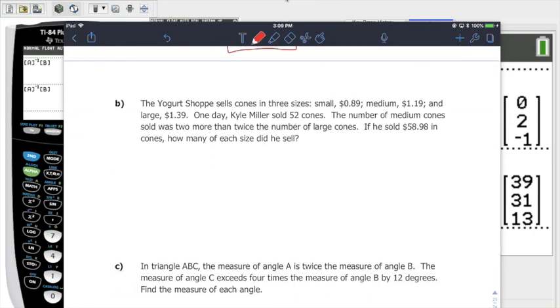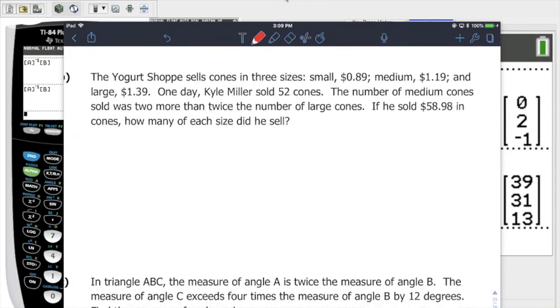Setups are the important part on these. So let's see here, the yogurt shop. Not sure why there's an extra P in it either, but the yogurt shop sells cones in 3 sizes: small for 89 cents, medium for 119, and then large for 139. One day Kyle Miller sold 52 cones. The number of medium cones sold was 2 more than twice the number of large cones. And if he sold 58.98 in cones, how many of each size did he sell?